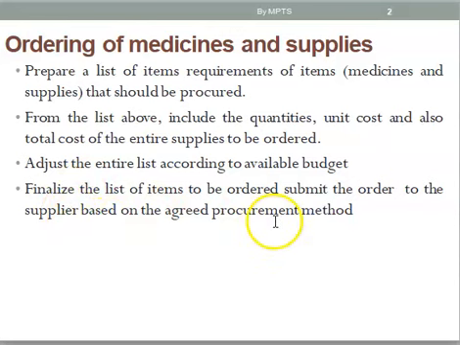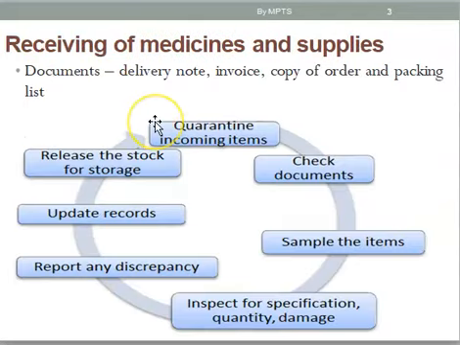Of course, after placing the order based on the procurement method you agreed upon, as earlier discussed, you receive the medicines or the health supplies. In receiving, one thing that is very important is the documentation. Ensure you receive the right drugs or right health supplies. The documents should tally with your facility.